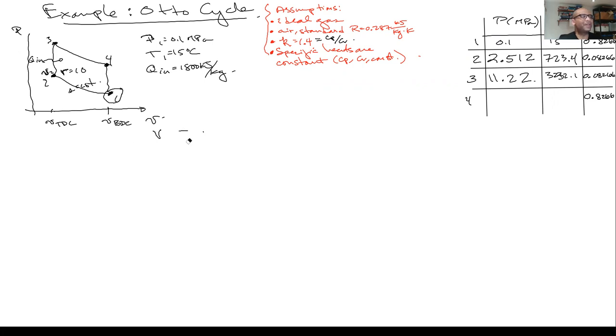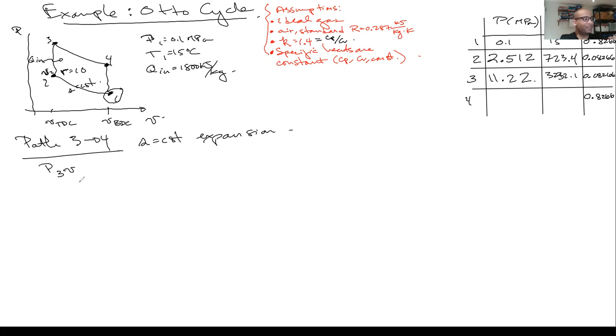All right. So now we have the path from 3 to 4, because I want state 4. Now that one is, again, constant entropy expansion. So that means that our isentropic, it's still an ideal gas. It's still a perfect gas. So that means that our isentropic equation still works.